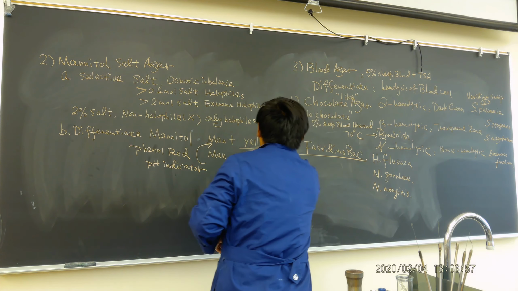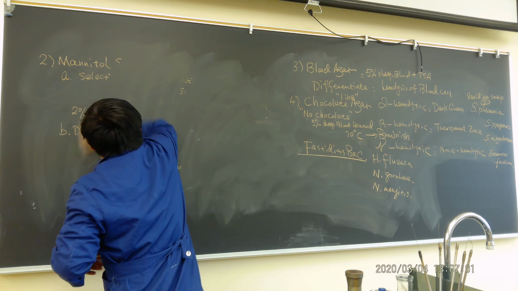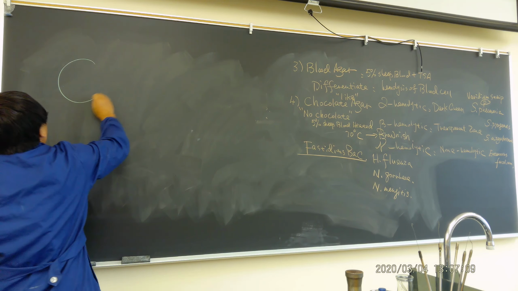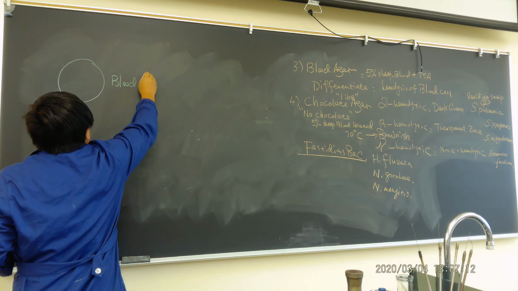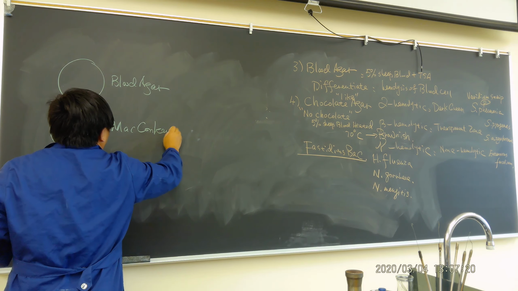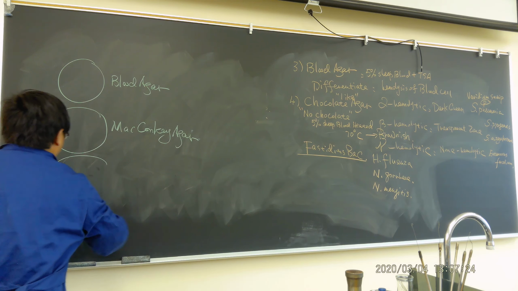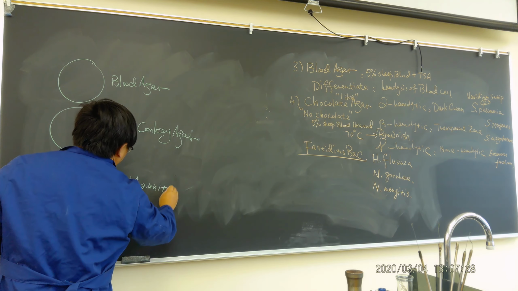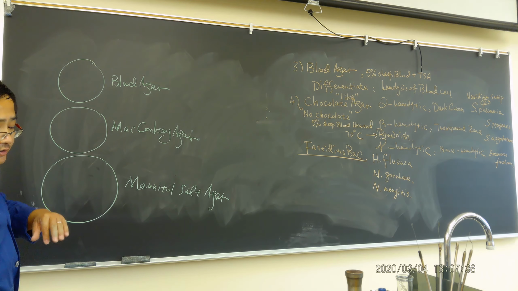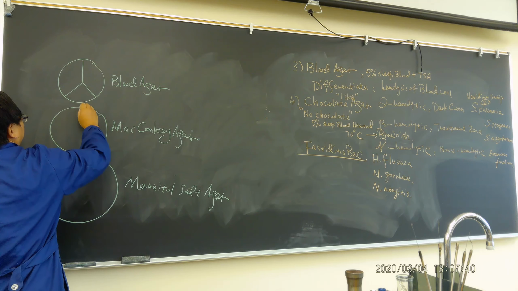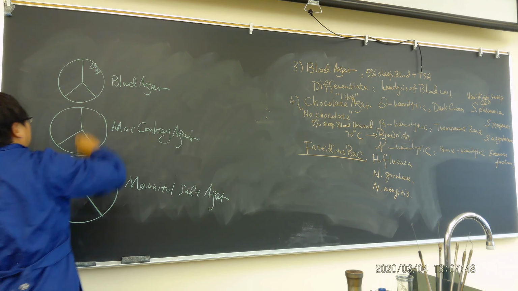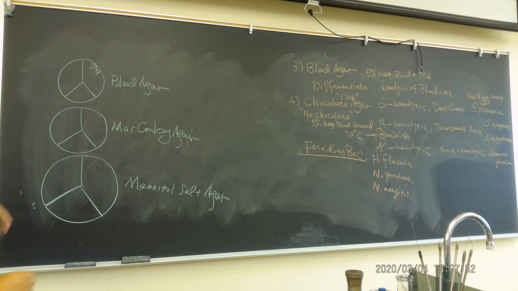Now, what we will do today's work is pretty straightforward and pretty simple. But you will see the results and you have to explain it. Okay, you're gonna get three plates, which are blood agar, MacConkey agar, and mannitol salt agar. Of course, turn them back, then split them into three sections. You have to label your name, bench, whatever, date. We will inoculate three bacteria, which is E. coli.